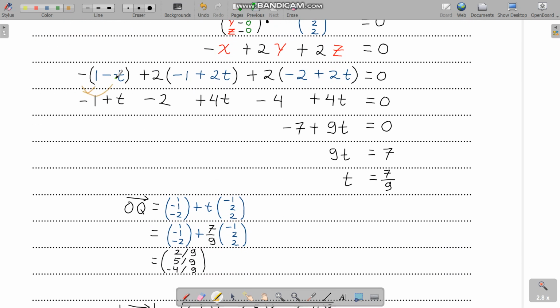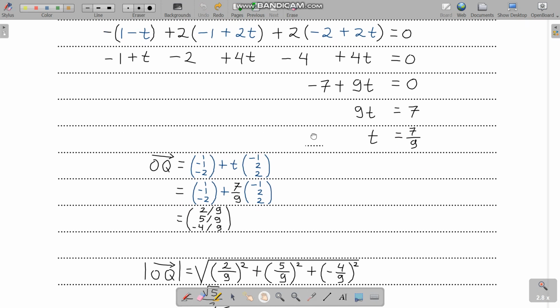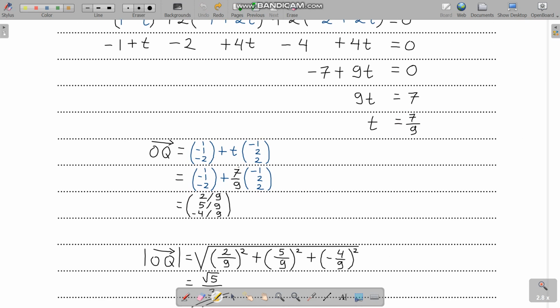Open up the brackets and collect the like terms. 1, 4, 4, that's 9, and -1, -2, -4, that's -7. Add 7 to both sides and divide by 9, and we get t. Since we have t, we can find the coordinates of Q by plugging in that t value. So just use your calculator.